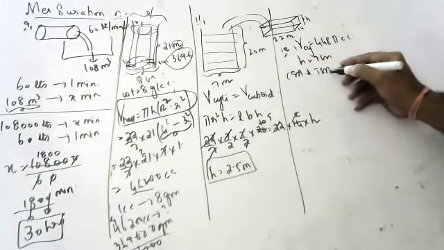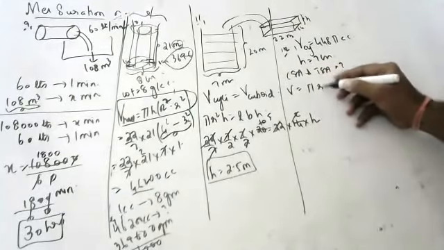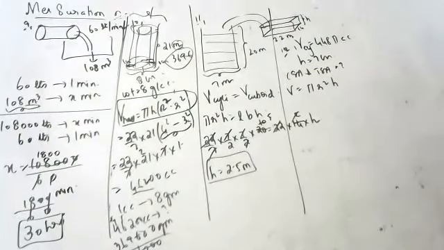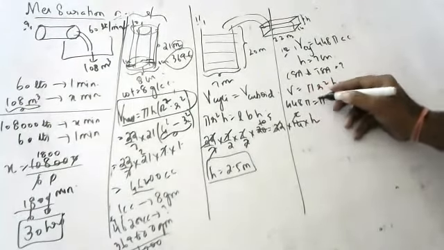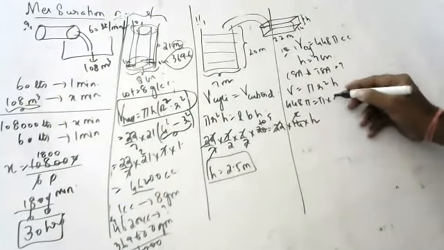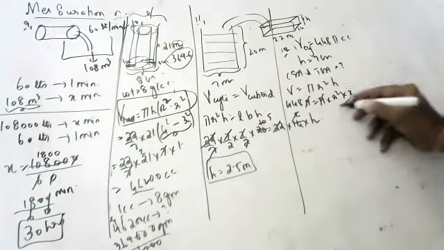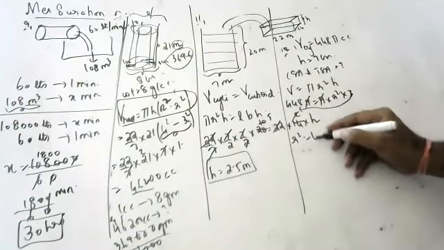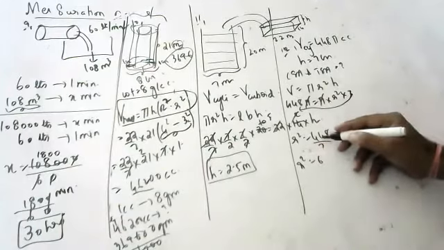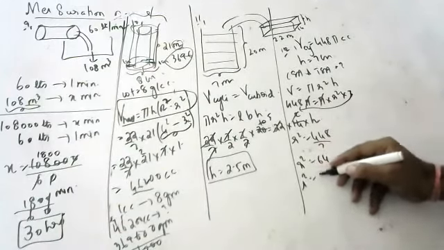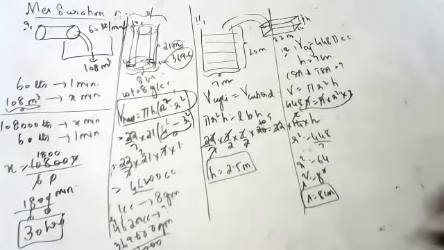Yes, sir. First, we need to equate the 448 pi. 448 pi is equal to pi r square h. Pi cancels. 448 is equal to r square into 7, so r square is equal to 448 by 7, which is 64. R is equal to 8.